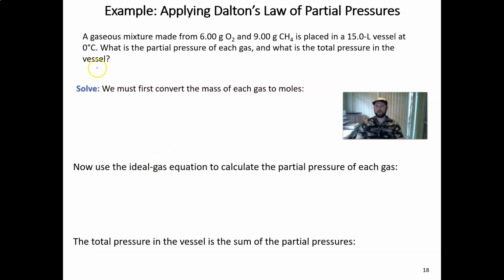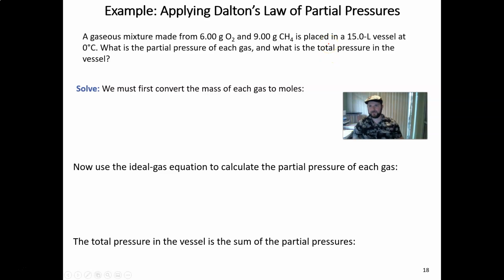But before we get to that, I want to look at an example of using this partial pressure law. Imagine we have a gaseous mixture made up of 6.00 grams of O2 and 9.00 grams of CH4. This is methane. And it's placed in a 15-liter beaker vessel at 0 degrees Celsius. This would have to be a closed vessel, so a beaker wouldn't work so well. Let's say a 15-liter sealed drum, pressure container. What is the partial pressure of each gas, and what is the total pressure in the vessel?